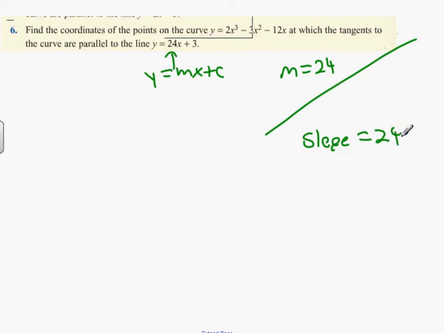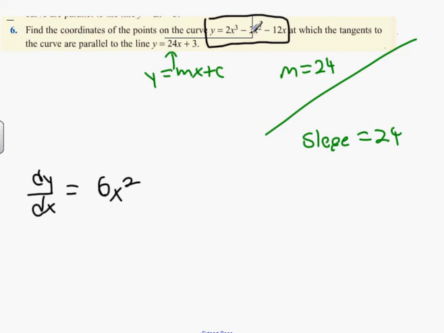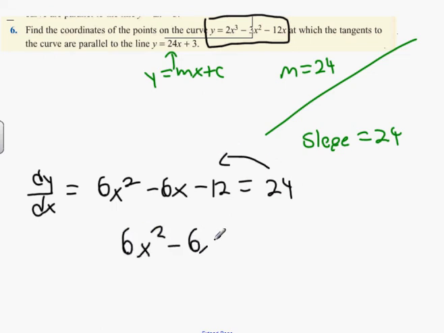Is that alright? Now, once they have a slope of 24, what is the rule for these questions? What do we always do with them? We differentiate them. And when you differentiate them, what happens? 6x squared, 6x, minus 12. And it has to equal the slope. Slope is the first derivative. Okay. Bring the 24 over to the other side, and what happens? 6x squared minus 6x minus 36 equals 0.